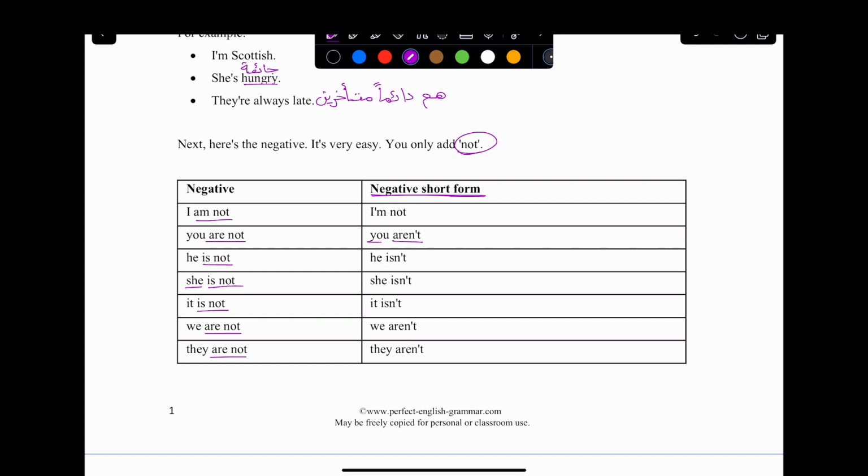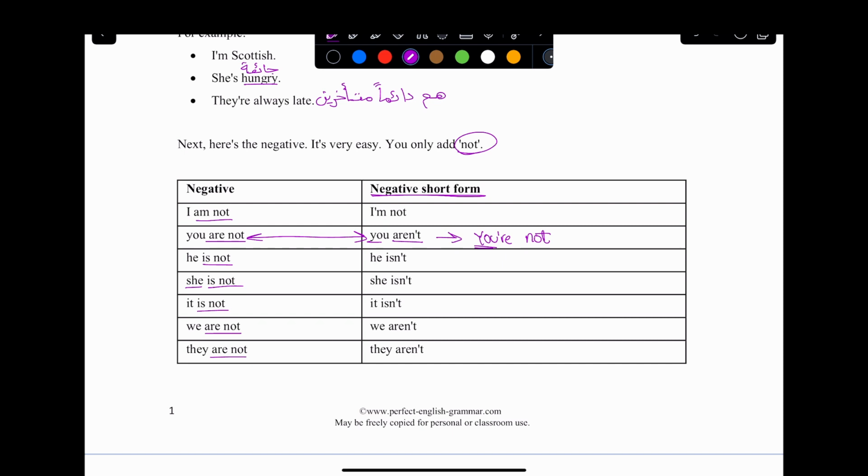هنا قررنا أن نختصر with not. So you and then aren't A-R-E-N apostrophe T. وهي نفس الشيء عندما نقول you are not. لكن إذ أردنا أن نختصر are سوف نقول you're not. So عندنا خيارين، إما أن نختصر are مع subject أو نختصر are مع not. So you're not أو you aren't.